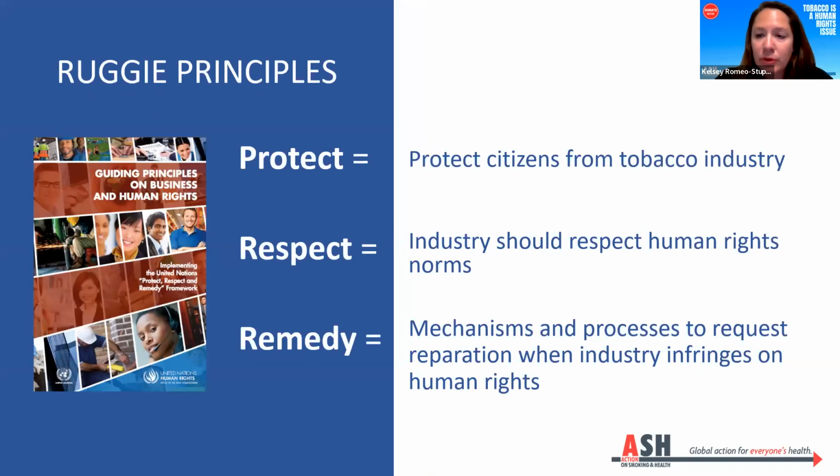An easier or simpler way to talk about human rights is that there are a couple principles: protect, respect, and remedy. Governments are supposed to protect citizens' rights. Industries should respect those rights. When they don't, there's a remedy. So it's just a very simple way to think about the previous slide.